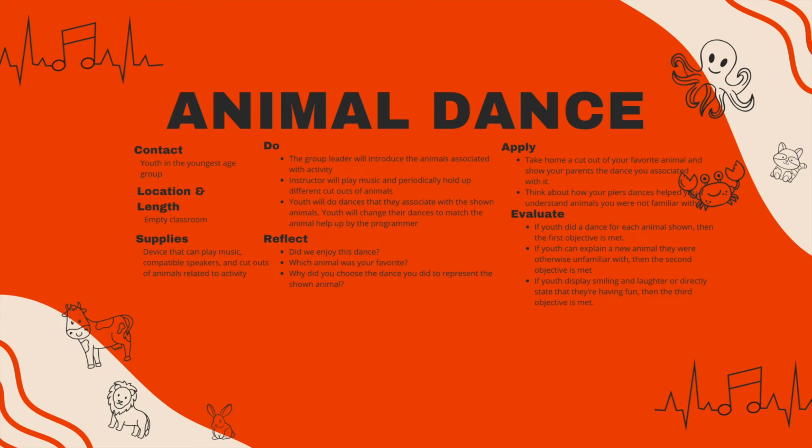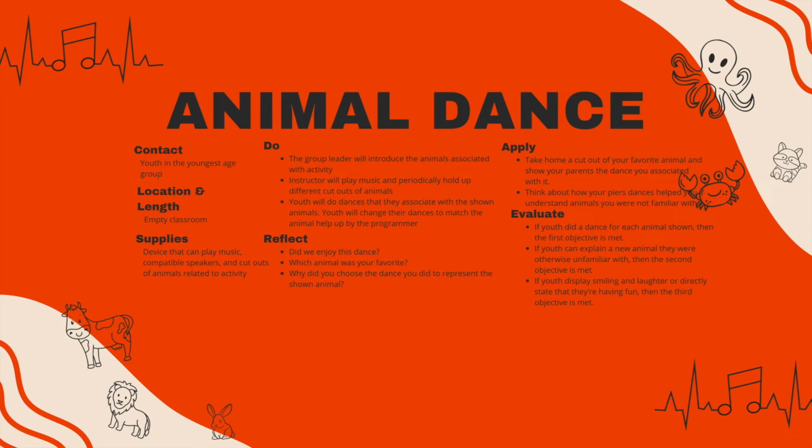To apply this to our real life, we'll have multiple copies of the cutouts so that kids can take these home to their parents and then show the parents their favorite dance of their favorite animal. We also want to think about how our peers' dances may have helped us understand animals we weren't familiar with. Did your friend's dance of a crab help you better understand its pinchers? Did your friend's dance of an octopus help you understand its tentacles? We want youth to have gained some knowledge of the animal kingdom.